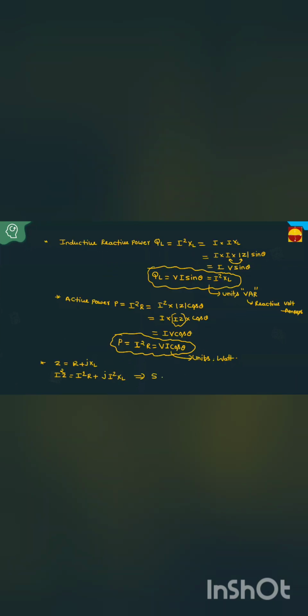I square R is P, and j into I square XL is jQL. So P plus jQL. This power is called complex power. The apparent power is also taken as complex power if you represent it like this, with real and imaginary parts. These are the different power calculations.